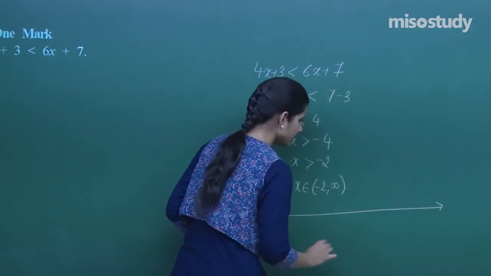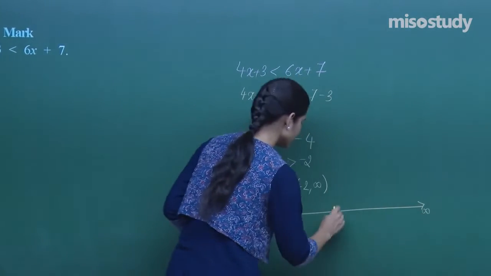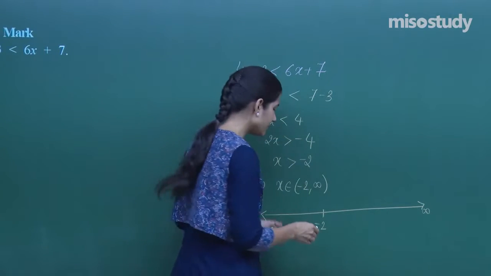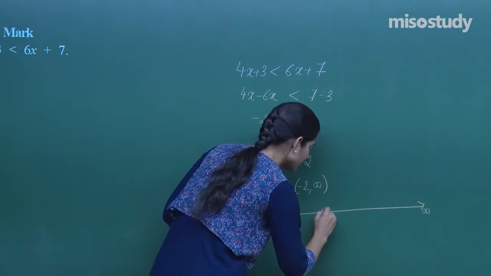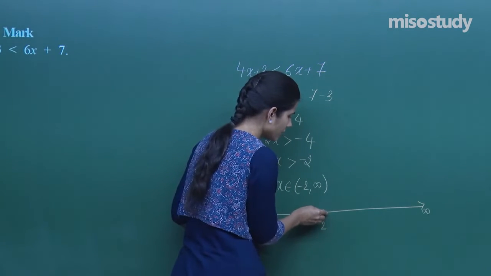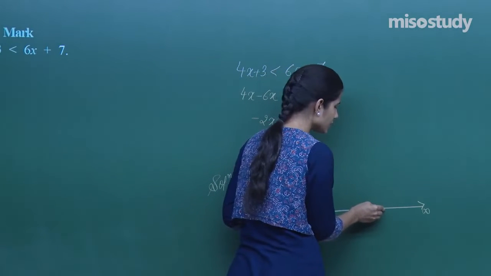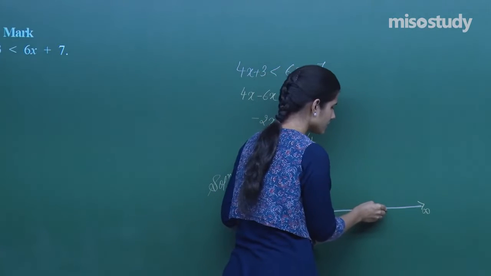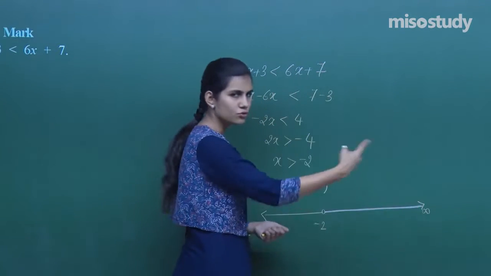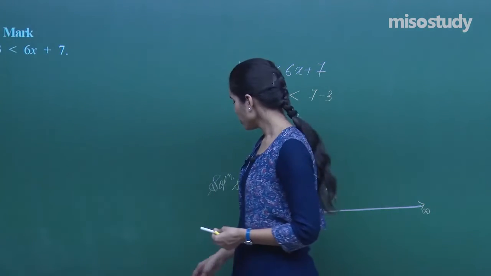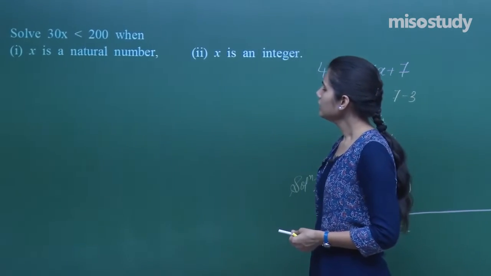This is minus infinity, infinity. This is say minus 2. From minus 2 to infinity, it is an open interval, so there is a hollow circle over here because I am not including minus 2. And from minus 2 to infinity, you just bold this part up. That means everything from minus 2 onwards, excluding minus 2. Clear? Moving on to the next question.